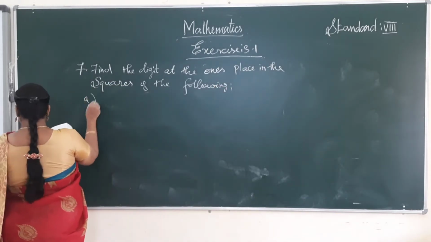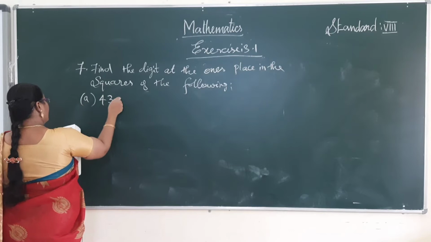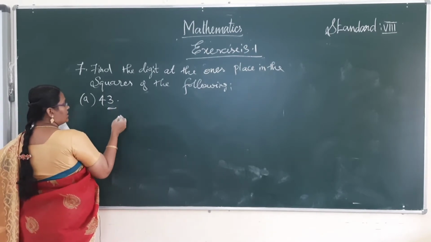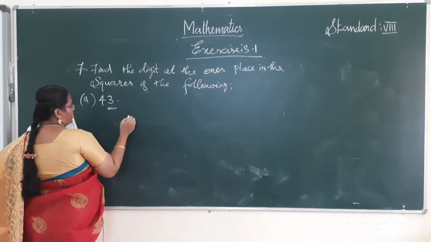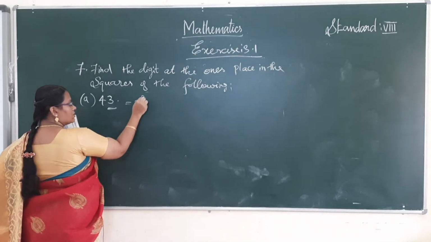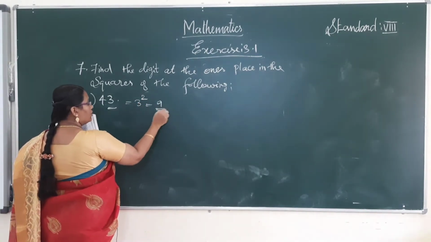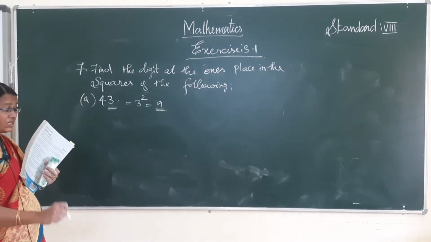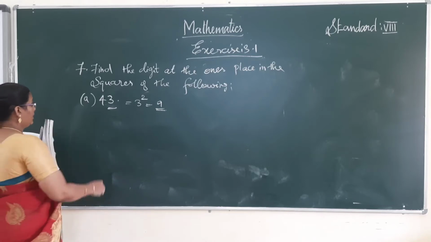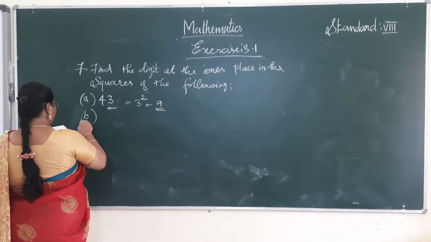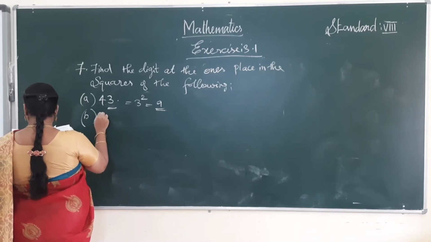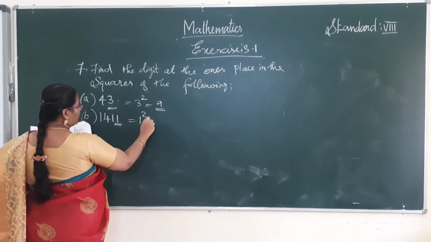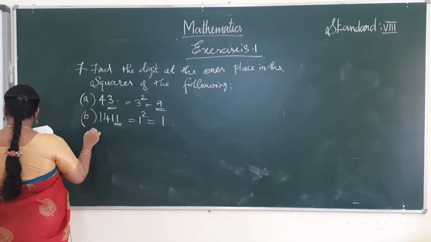The first one, 43. The ones digit is 3. 3 squared is 9, so the ones digit of the square is 9. And B, 1411. The ones digit is 1. 1 squared is 1.